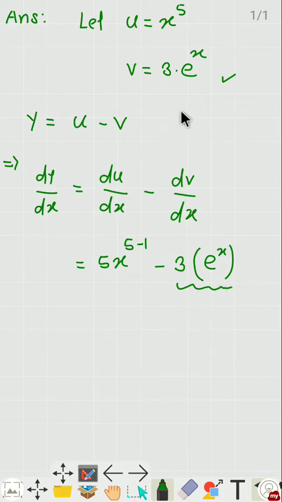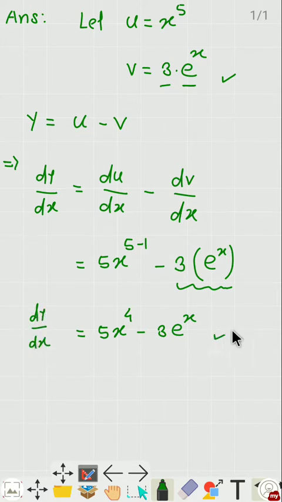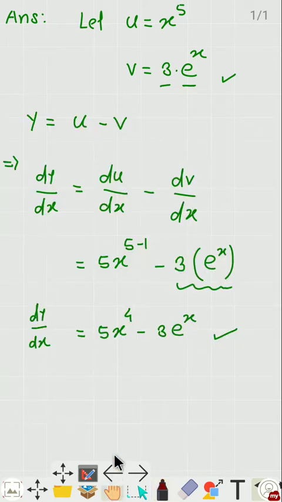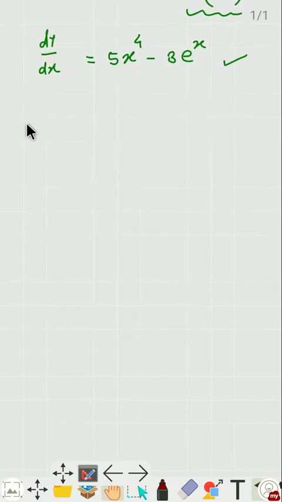So this is the scalar multiplication rule that we have seen earlier. The scalar we keep as it is, and we take the derivative of the function. After simplifying, it is 5 times x raised to the power 4 minus 3 e raised to the power x. So this is dy by dx. This is the way of writing the derivative of subtraction of two functions. Now let us go to the next rule.